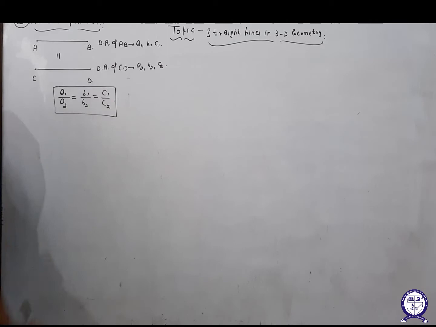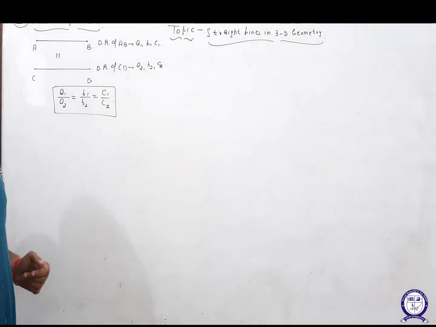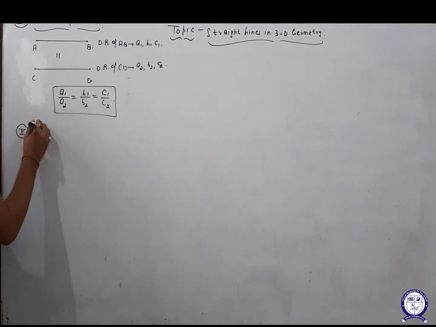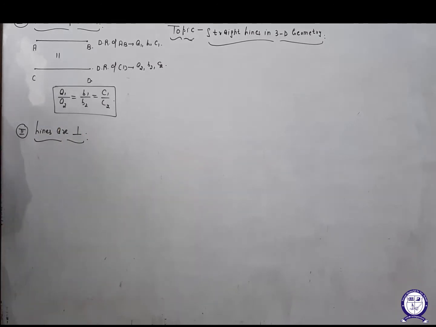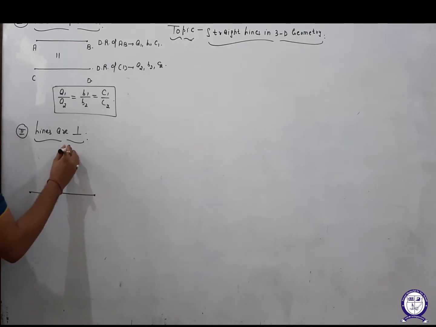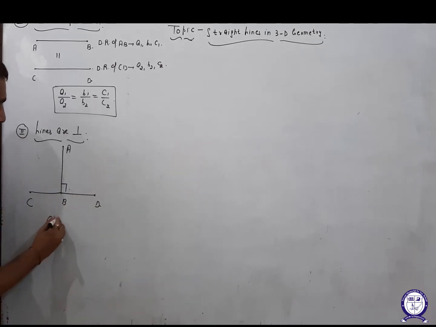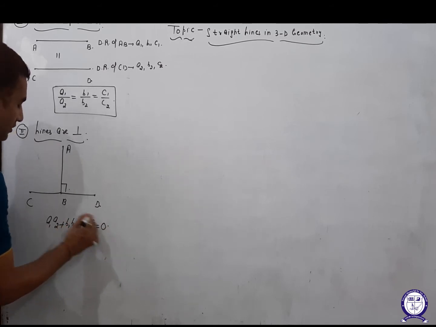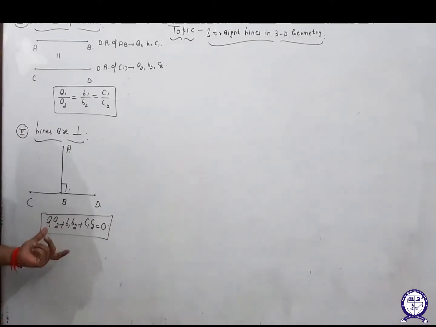Or you can change these direction ratios with the direction cosines, because direction ratios and direction cosines are proportional to each other. Second, lines are perpendicular. Here, two lines are perpendicular. Again, condition will be A1 A2 plus B1 B2 plus C1 C2 is equal to 0. If this condition is satisfied, that means lines are perpendicular.